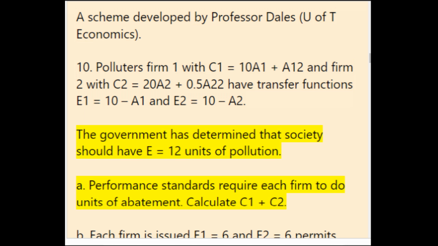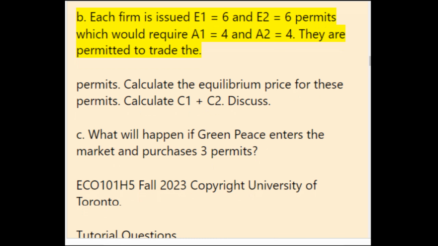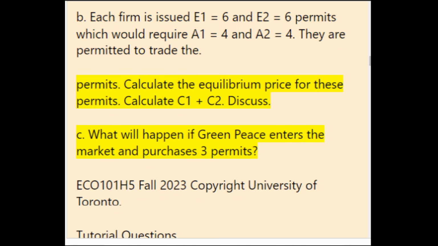A. Performance standards require each firm to do units of abatement. Calculate C1 plus C2. B. Each firm is issued E1 equals 6 and E2 equals 6 permits, which would require A1 equals 4 and A2 equals 4. They are permitted to trade the permits.